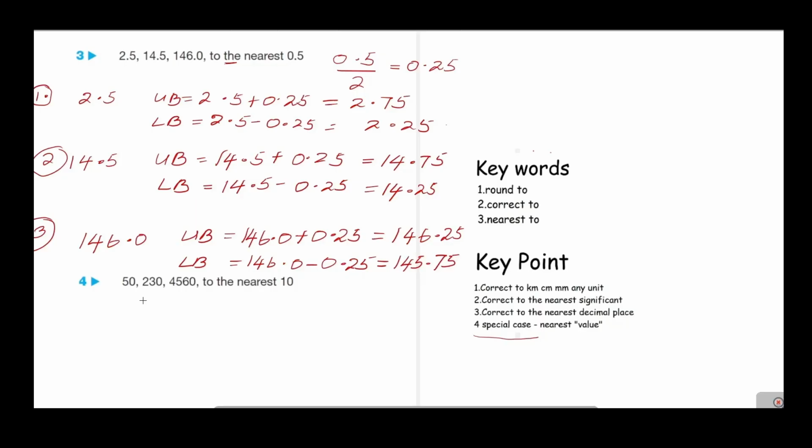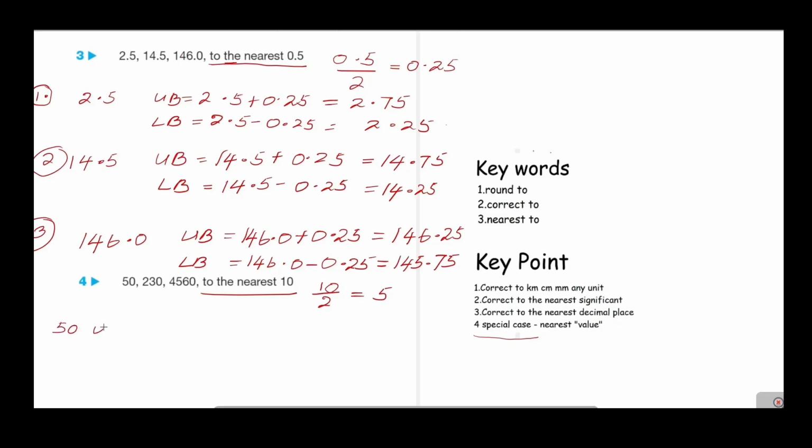Let's see how to do this question. The key point, underline the keyword. In this case, it is to the nearest 0.5. If we move on to the fourth question, the key point keyword is to the nearest 10. No significant figure, again no decimal place, no kilometers, no centimeters. Then get the value as it is. This is under special case. So 10, I'm dividing it by 2. It is 5. The first measurement is 50.